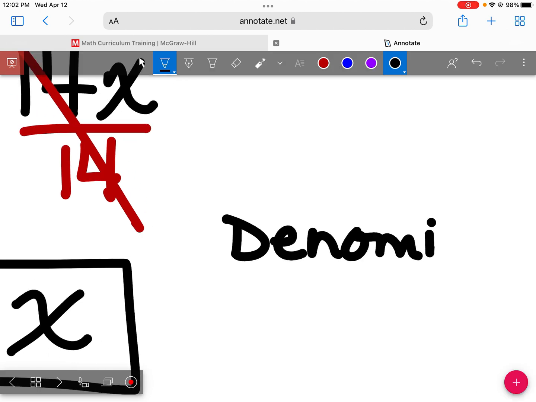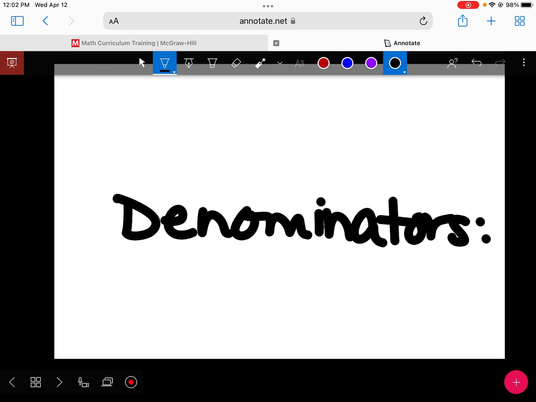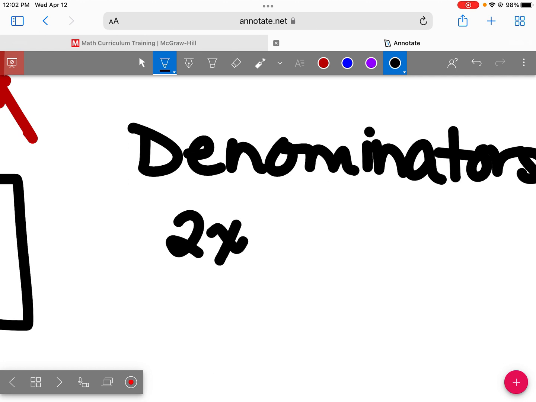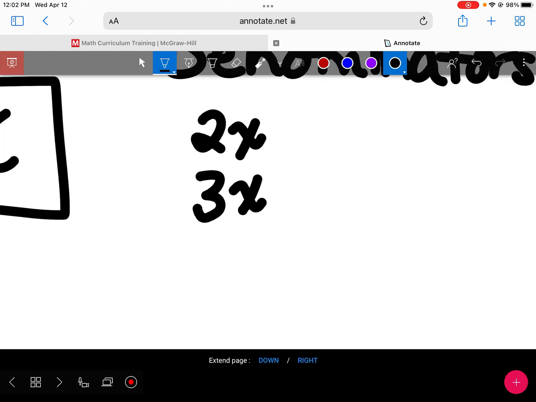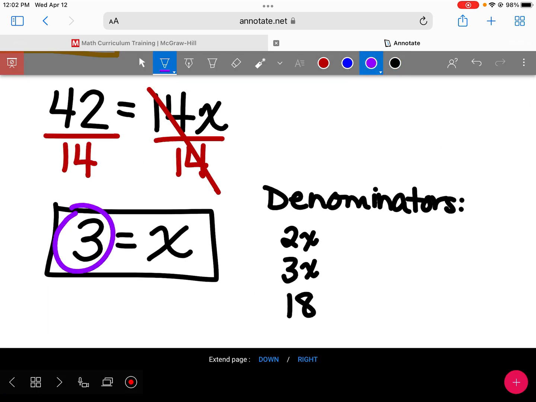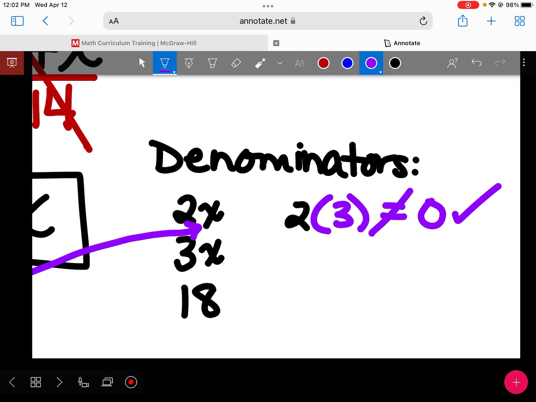2x, 3x. Yep, no, you said them right. We had 2x, we had 3x, and we had 18. I'm going to take the x that we just found, this one. We're going to stuff it in the place of x. So I have 2 times 3. Is that equal to 0? No. Cool. We're good on that one.